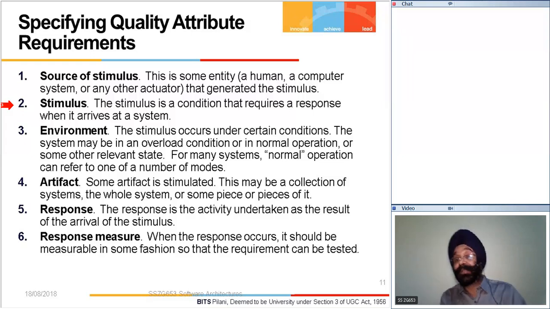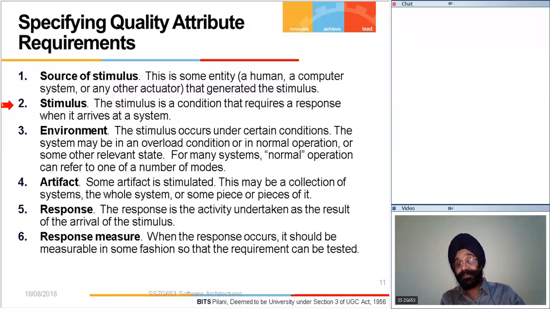Yes, a bug report. The bug may not be the stimulus, the bug report may be the stimulus. A bug reported by whom? It could be by the programmer himself, by the tester, by the actual user. So that could be the stimulus. The bug comes in, and the artifact could be a piece of software. You have written a program, and that is the artifact. Under what environment? It could be under dev. It could be under production. It could be actually a running system.